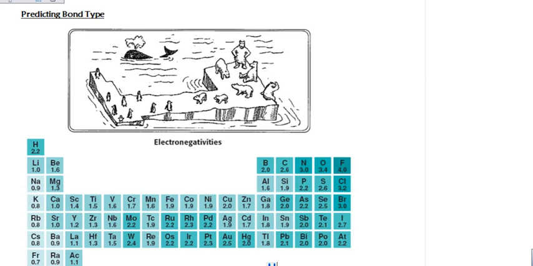Predicting bond type is very easy. All you need is a periodic table. Now, we got two interesting periodic tables here. The top one kind of shows our penguins and our polar bears.